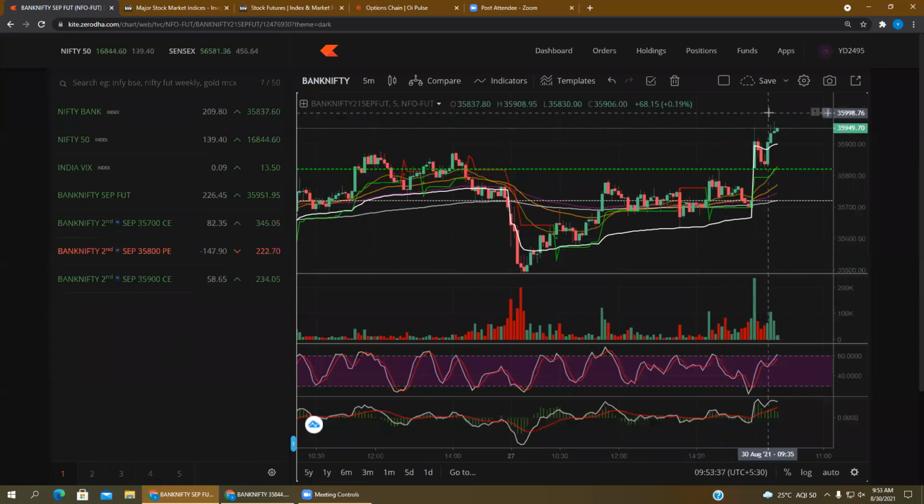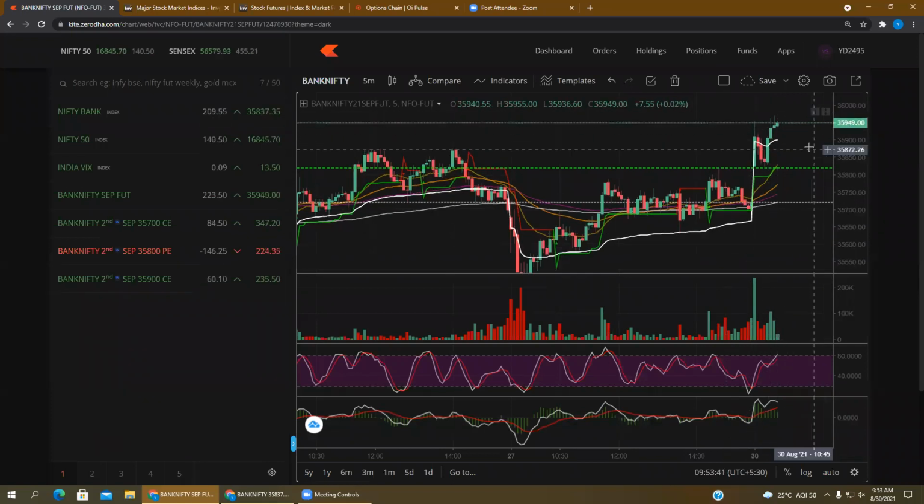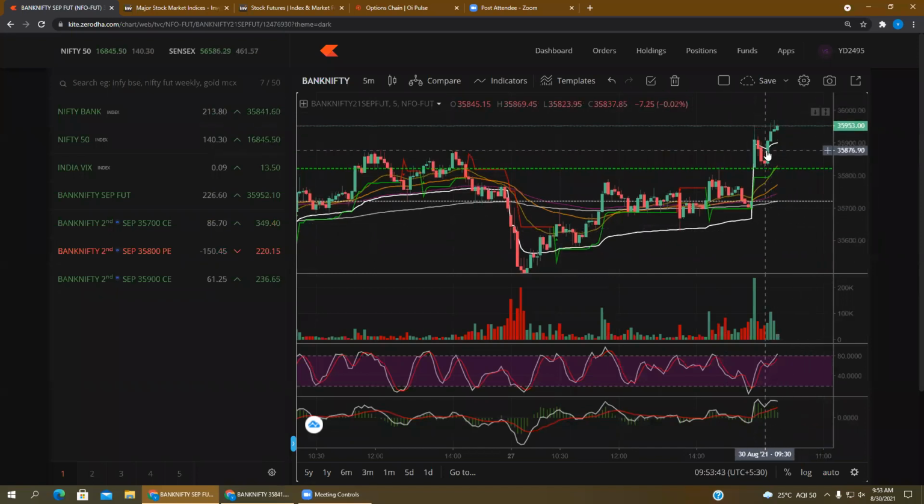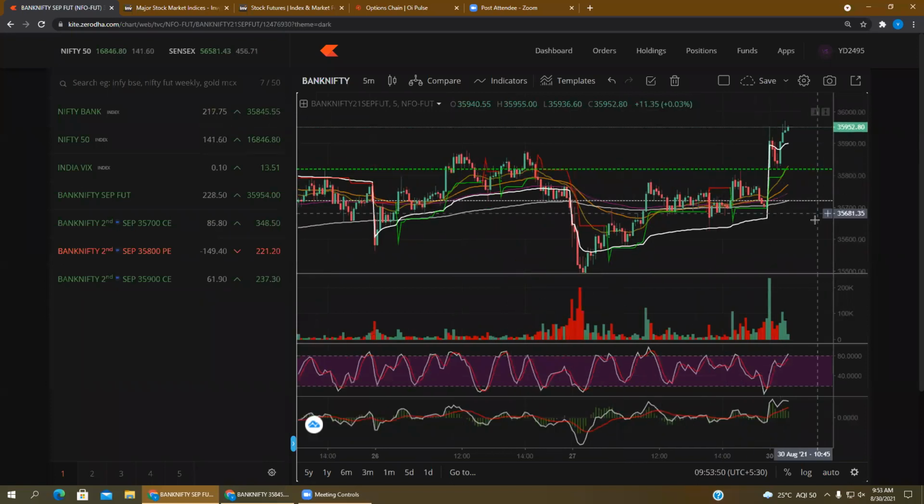On the upside, why I'm not getting too convinced is because of the wick. If you're getting a wick, then that is not a good sign. I need a proper full body candle like this, which will give me conviction that yes, now it's trying to move up.